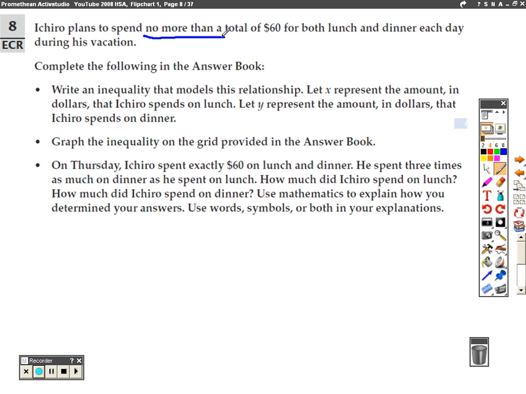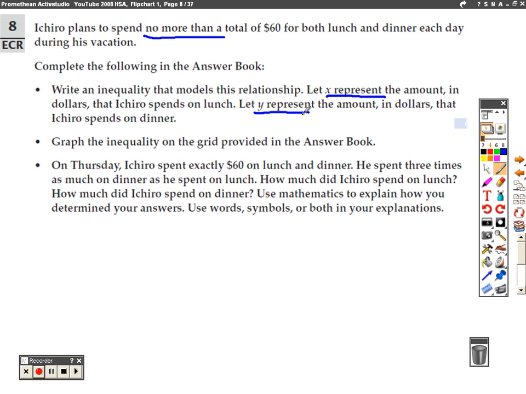Complete the following. Write an inequality that models this relationship. Let X represent the amount spent in dollars that he spends on lunch each day, and let Y represent the amount in dollars that he spends on dinner each day.